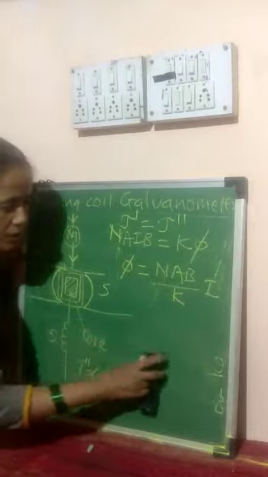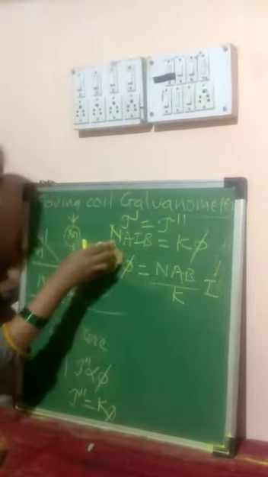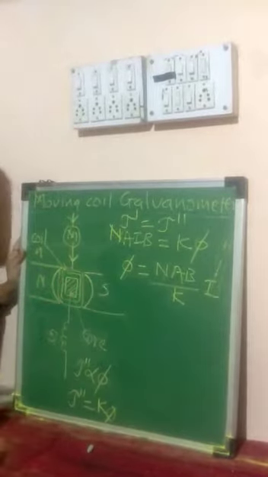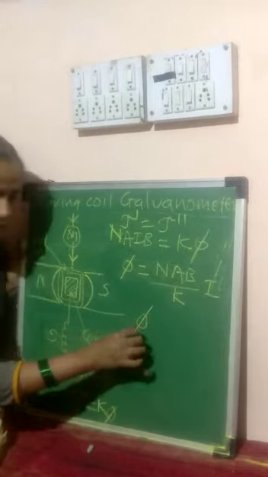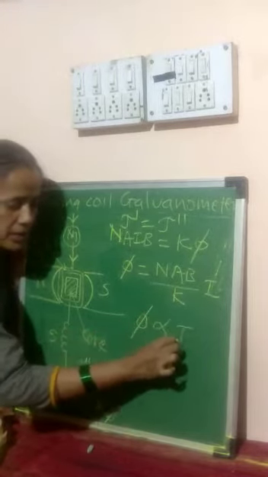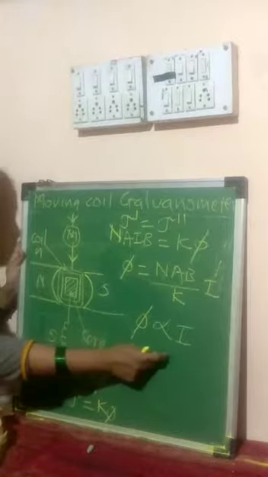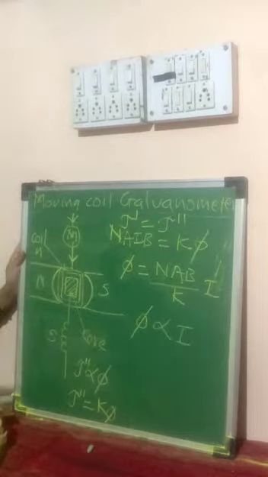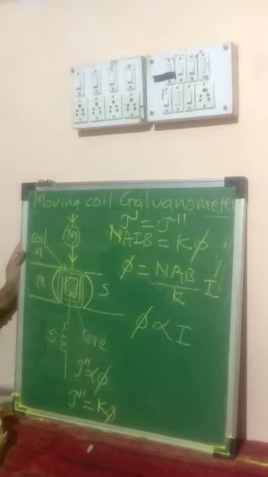Here N is nothing but the number of turns, A is the area of the coil, B is your radial magnetic field, and phi is the deflection of the coil. So I can say that phi, the deflection of the coil, is directly proportional to the current. And this is called the principle of moving coil galvanometer. So using that principle, this moving coil galvanometer is constructed.